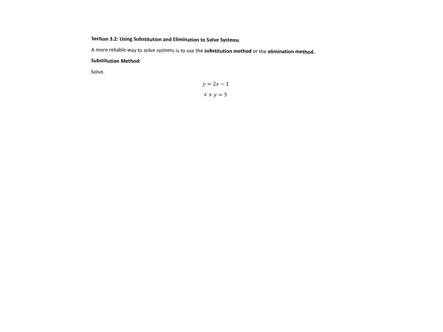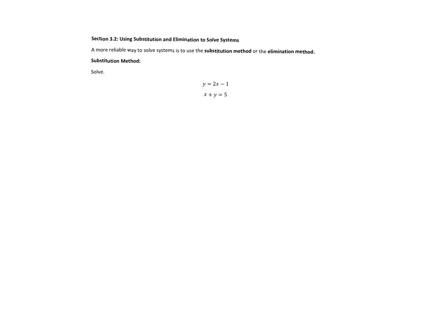Welcome to section 3.2. We're using substitution and elimination to solve systems. So we were solving them in section 3.1 by graphing our tables. We saw that wasn't very reliable. So we're going to be using the substitution method or the elimination method, which is a more reliable method. And we're going to start with the substitution method.